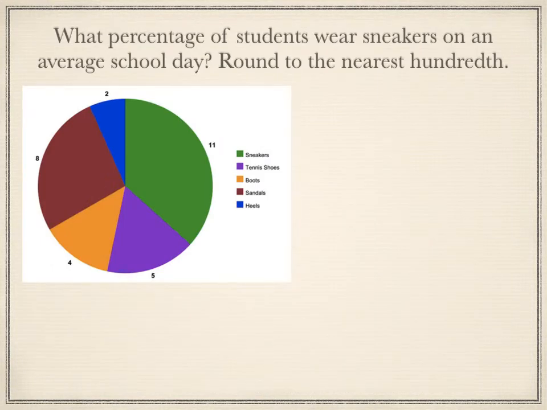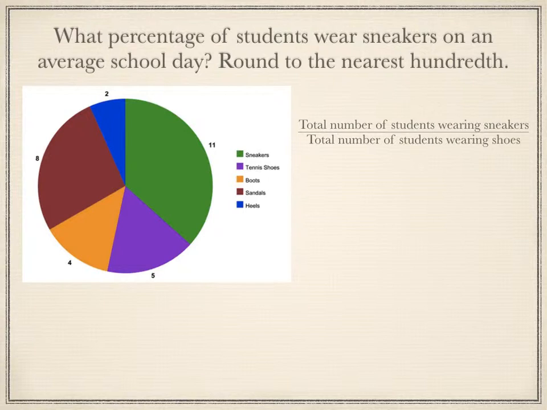What percentage of students wear sneakers on an average day of school? Round to the nearest hundredth. In order to answer this, we want the total number of students wearing sneakers over the total number of students wearing shoes. So we've got 11 students who wear sneakers, you can see that they're in green, over our total number of students, so 11 plus 5 plus 4 plus 8 plus 2. I tried to color code them there. So we get 11 over 30.